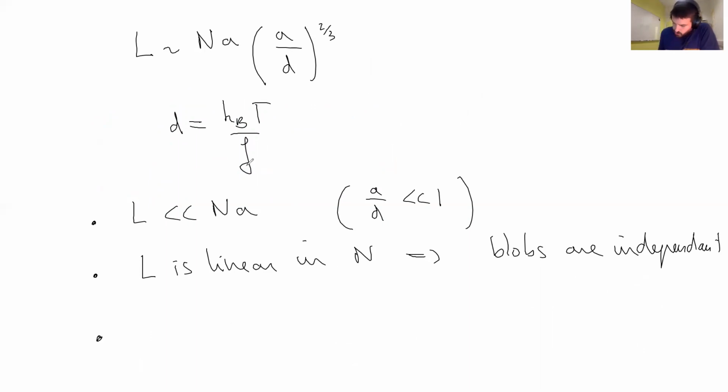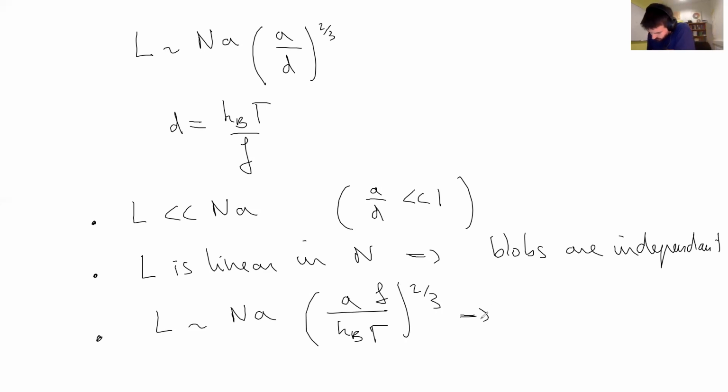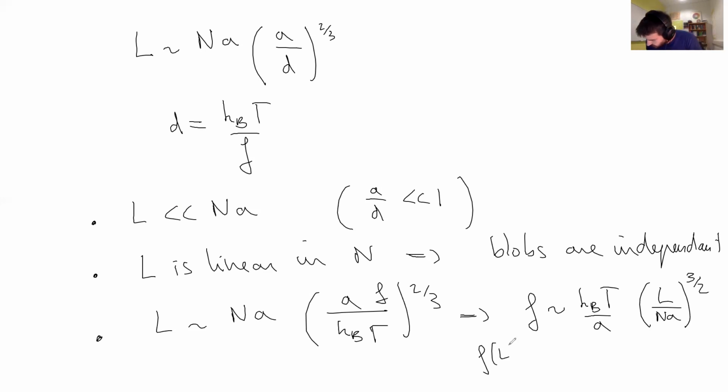Finally, you can just put back the force inside this expression and end up with the following expression, which is A k_B T F to the 2/3, and then I can just rewrite it the following way. F is equal to kT over A times L over NA to the power 3/2. So it's not linear anymore. F(L) is not linear. So we have indeed gone beyond the linear response, and we found the non-linearity of the problem.